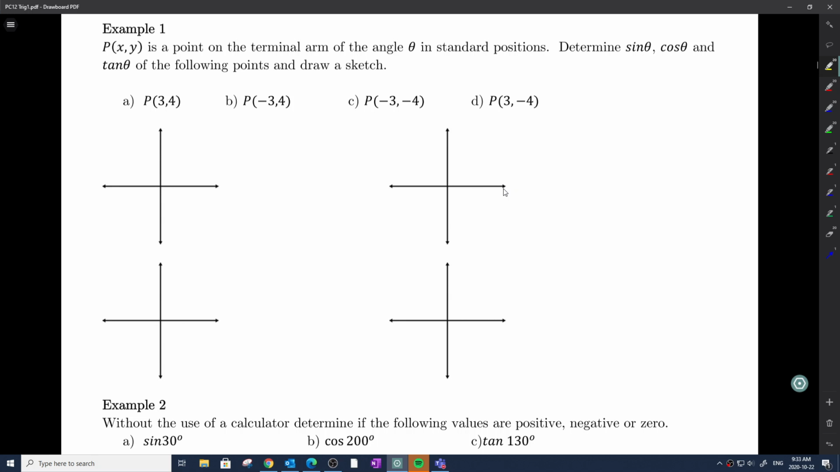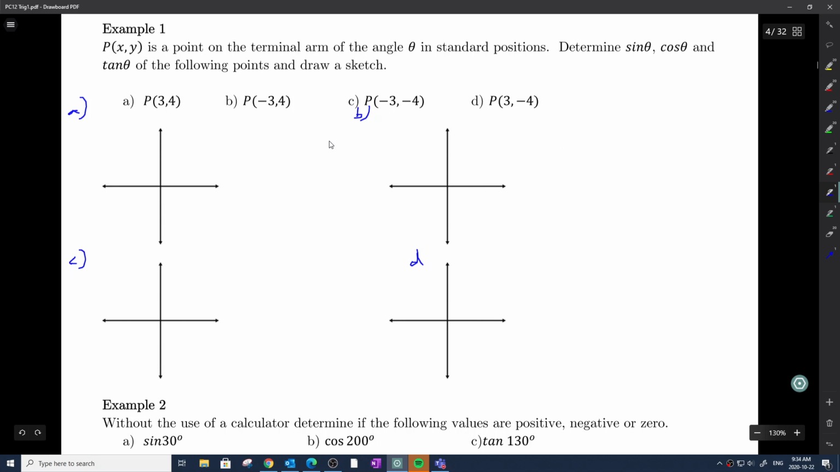All right, I'm going to start with this example number 1. P(x, y) is a point on the terminal arm of the angle theta that is in standard position. So we're going to determine the sine, cosine, and tangent of the following points and draw a sketch. I'm going to make this first Cartesian plane here. This is going to be A. This is going to be B. This is going to be C. And this is going to be D.